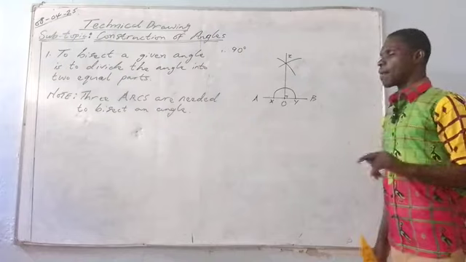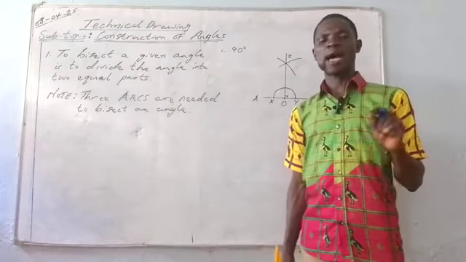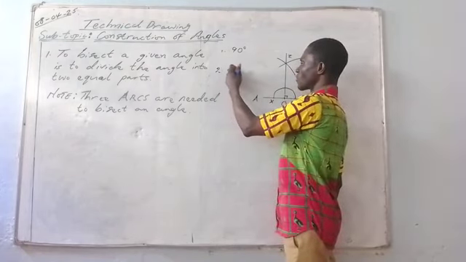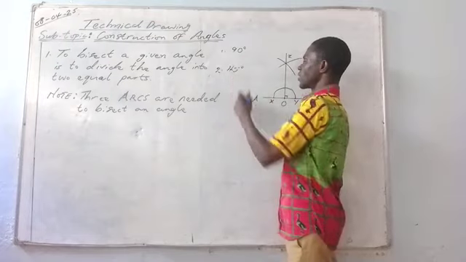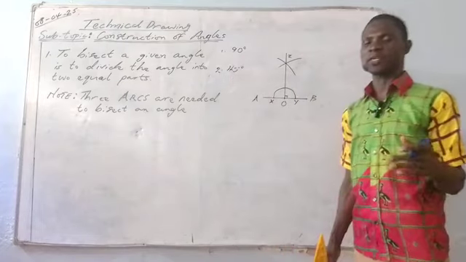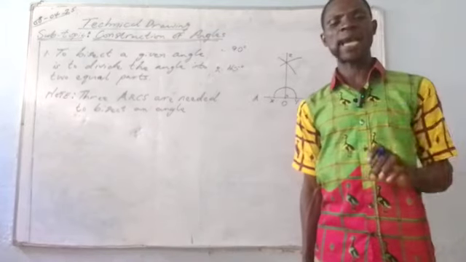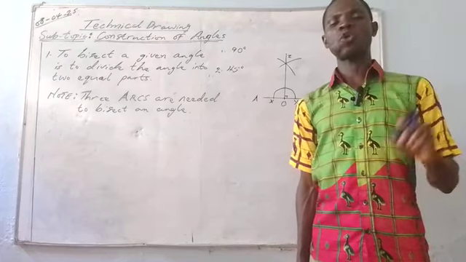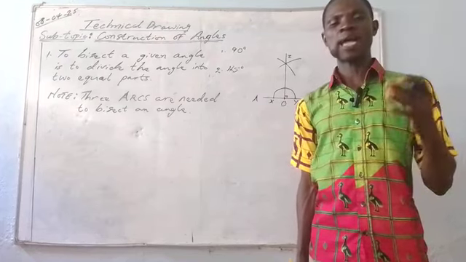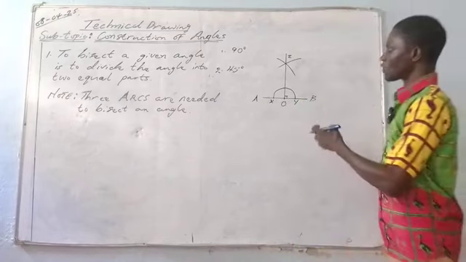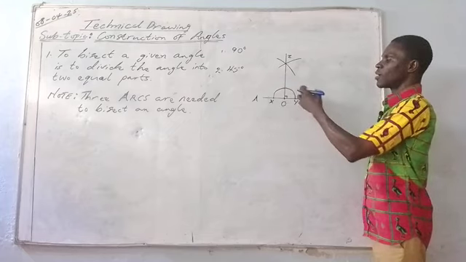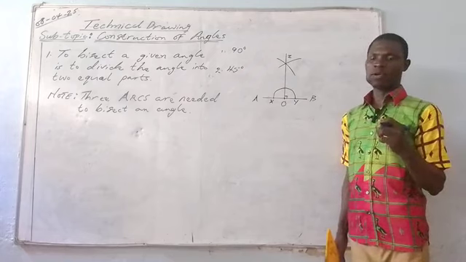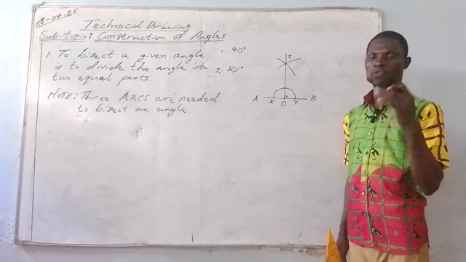Now, let's look at how we can construct angle 45 degrees. That is number 2. To construct angle 45 degrees, all you need to do is divide angle 90 into 2, that is, bisect angle 90 degrees to obtain angle 45 degrees. Now that we have made angle 90 degrees, we are going to divide this angle 90 into two equal parts. When we do that, we will obtain angle 45 degrees.